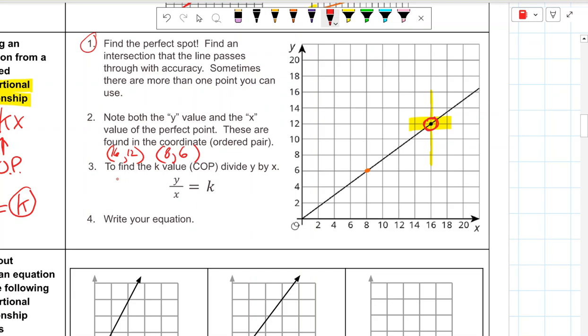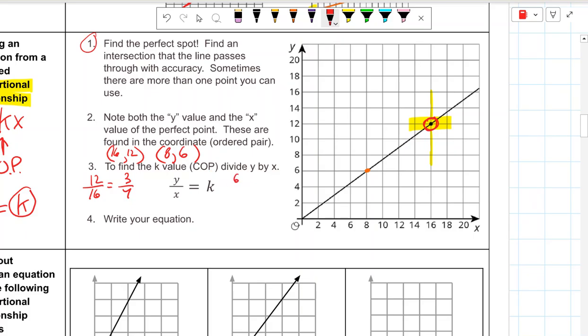All right, number 3. To find the k value, or the COP, divide y by x. So on this one, we're going to divide our y's. 12 divided by 16 is 3/4. It's a fraction that's simplified. We don't want to go to decimals. Fractions are easier to work with.